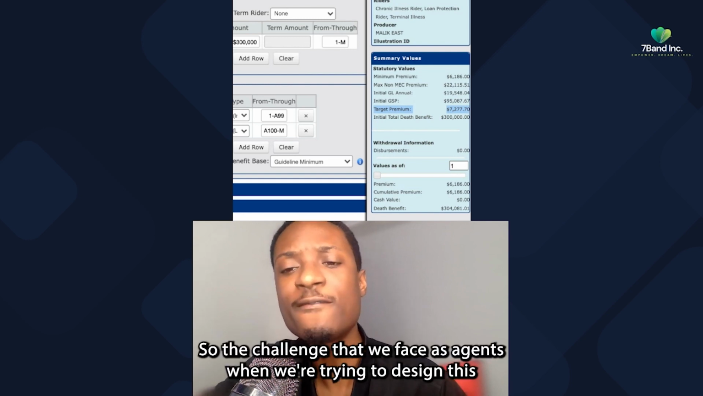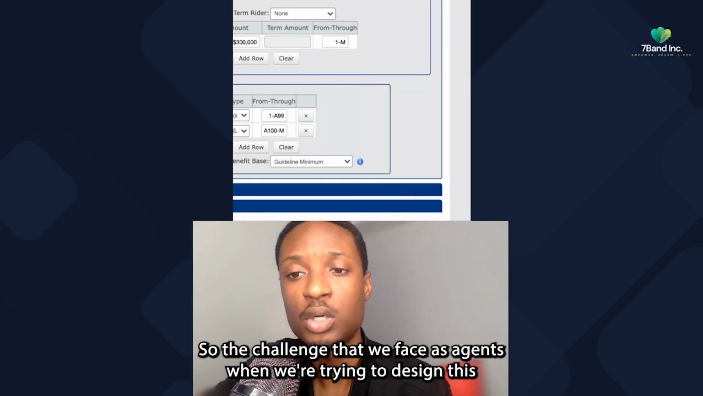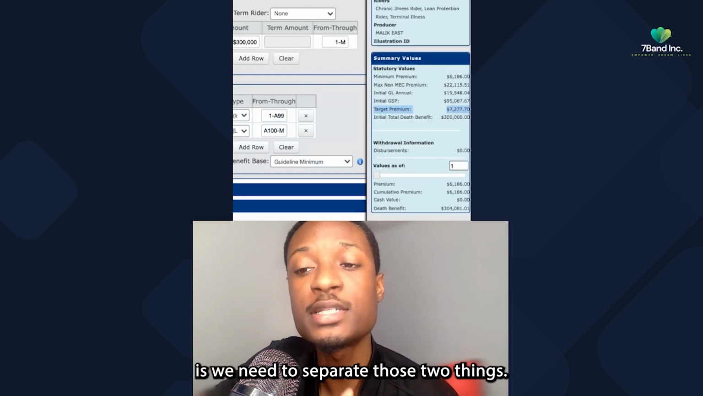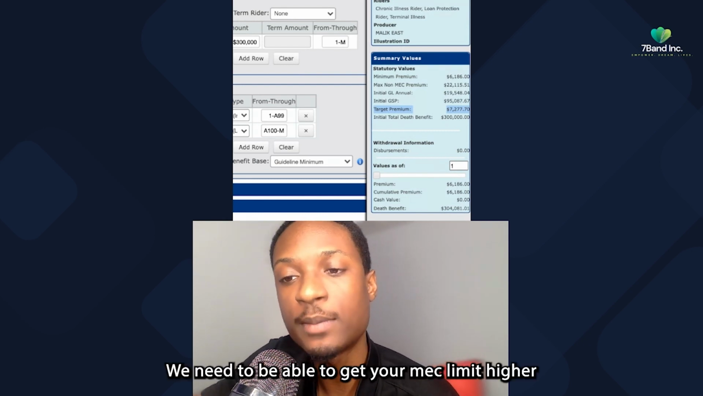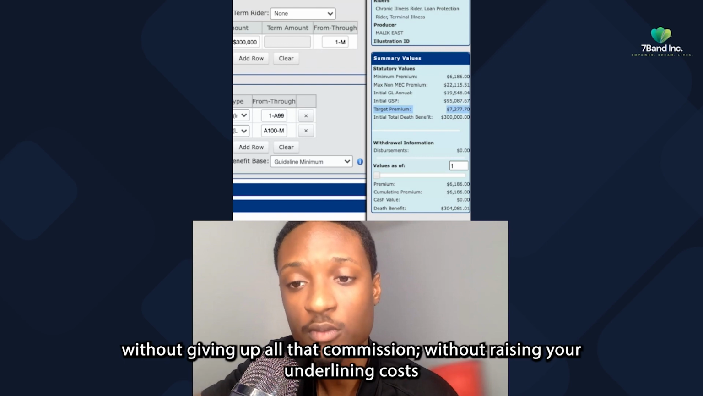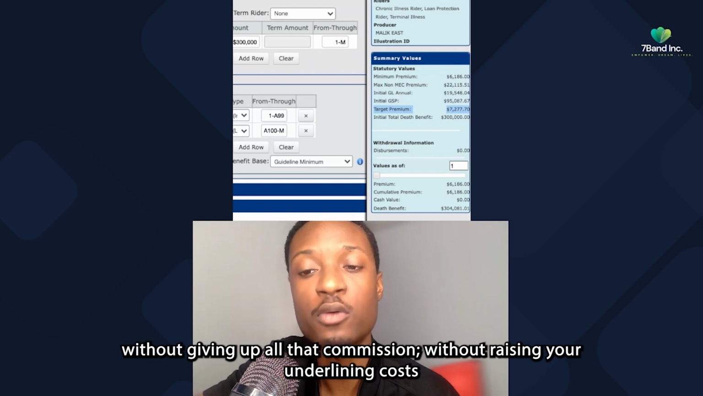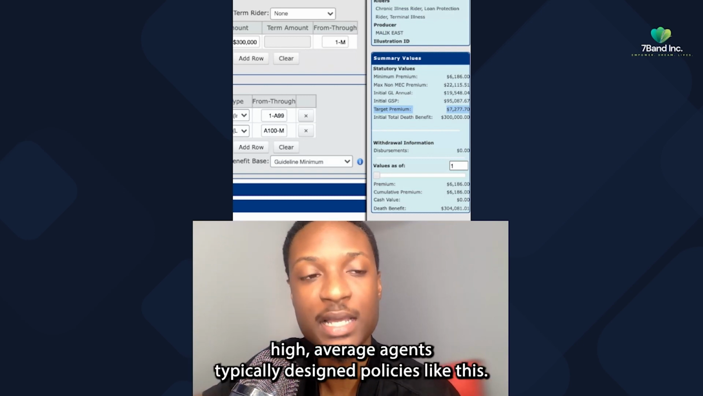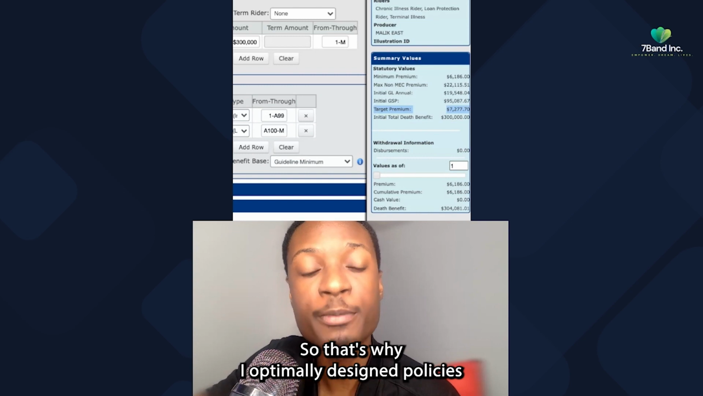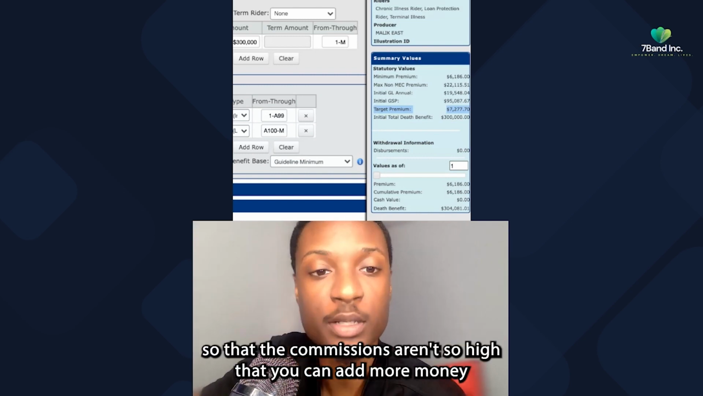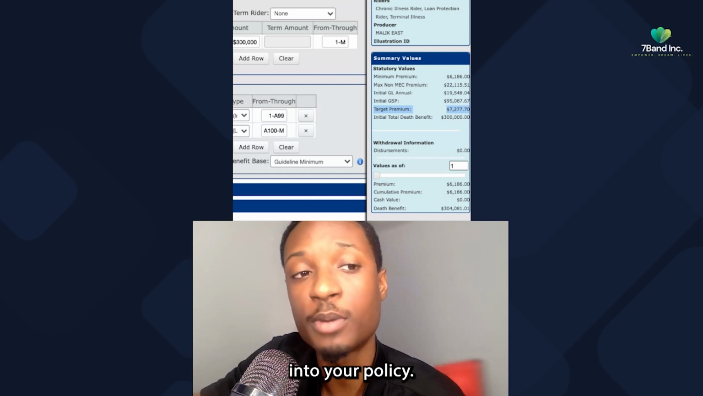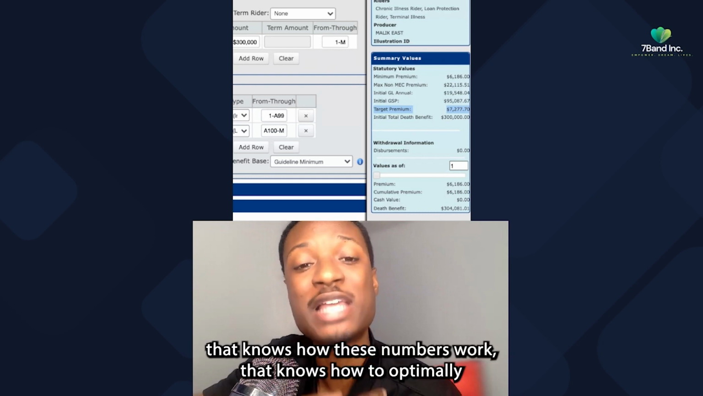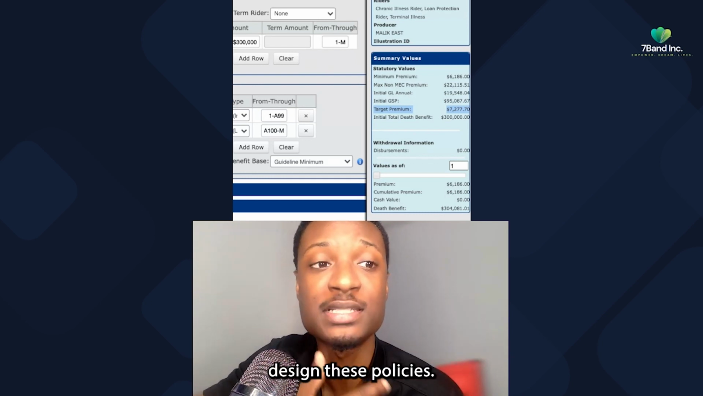So the challenge that we face as agents, when we're trying to design this to optimally benefit you and your cash growth, is we need to separate those two things. We need to be able to get your MEC limit higher without giving up all that commission, without raising your underlying costs because the commissions are getting too high. Average agents typically design policies like this. So that's why I optimally design policies so that the commissions aren't so high that you can add more money into your policy. That's the difference between an average agent and a specialist like myself that knows how these numbers work, that knows how to optimally design these policies.